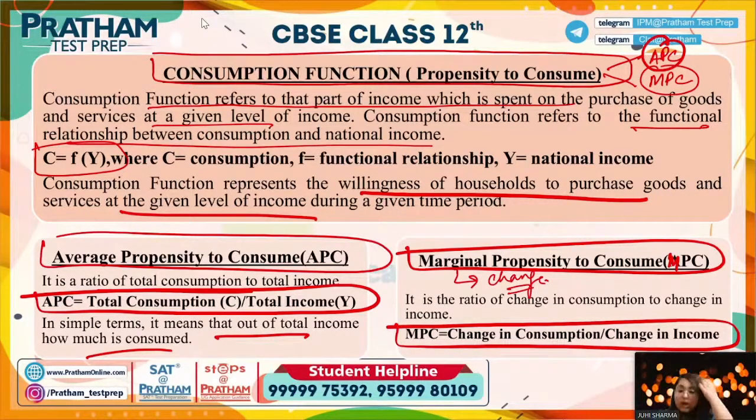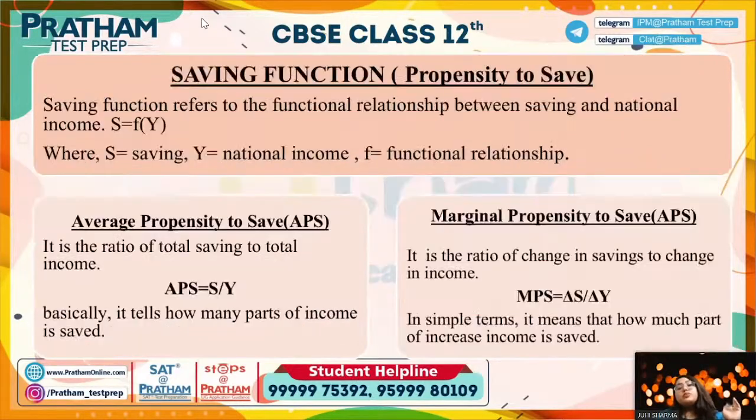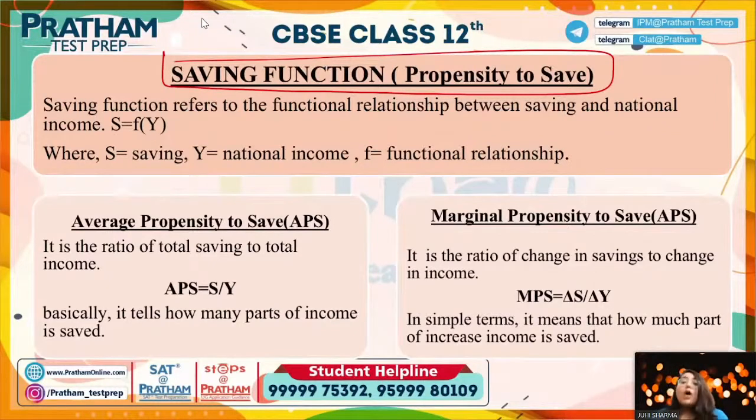Now we have to be sure that in marginal we always keep in mind the change. Marginal है तो एक word आप याद रखो कि change, which is represented by delta. Okay, now moving further to saving function. अभी saving function क्या है? Saving function का मतलब है propensity to save. How are you saving? How much are you saving, right?